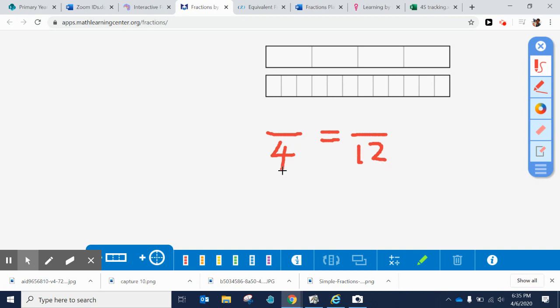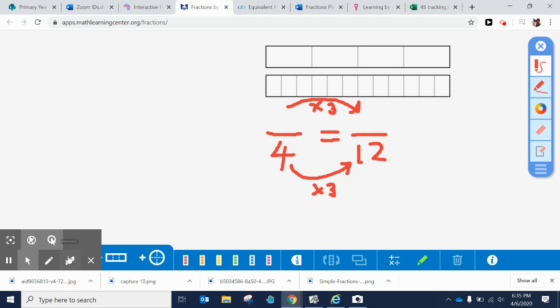12 is in the 4 times table. In fact, it's the third multiple of 4, isn't it? 4, 8, 12. So it's the third multiple of 4. What we've done there is we've multiplied it by 3. So whatever number we put here, we will have to multiply it by 3.